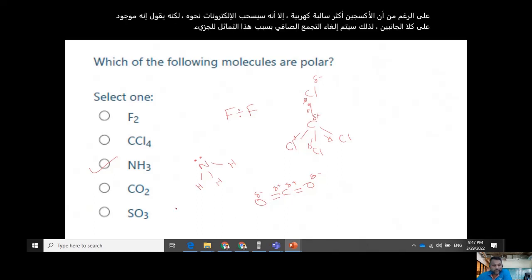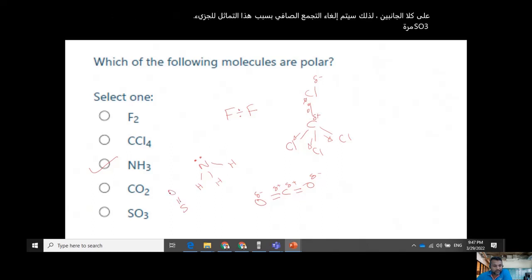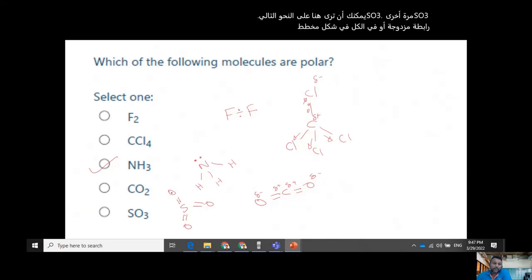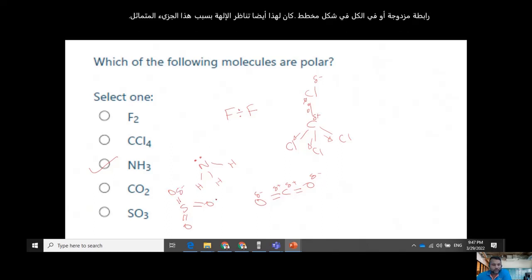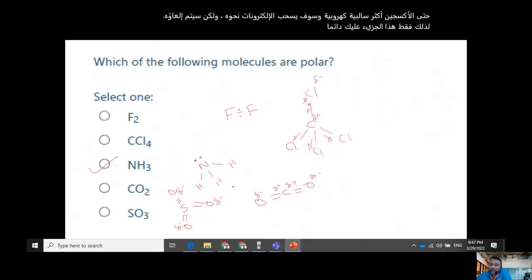SO3 again, you can see over here, has double bonded O in all, in a planar shape. This also has a symmetry. Because of this symmetrical molecule, their polarity will get cancelled out. Even though oxygen is more electronegative and pulls the electrons towards it, it gets cancelled out. So always look for a lone pair. If there is a lone pair in the compound, then it will be polar.